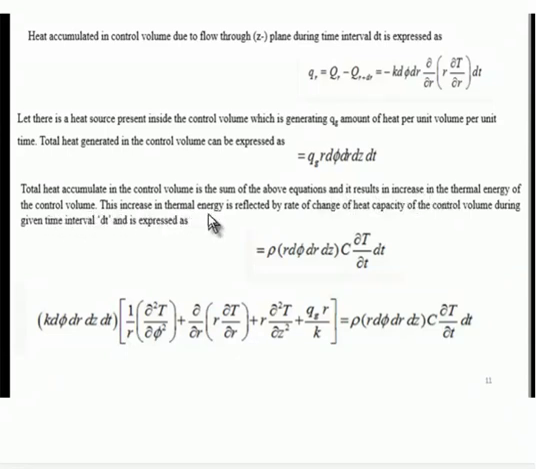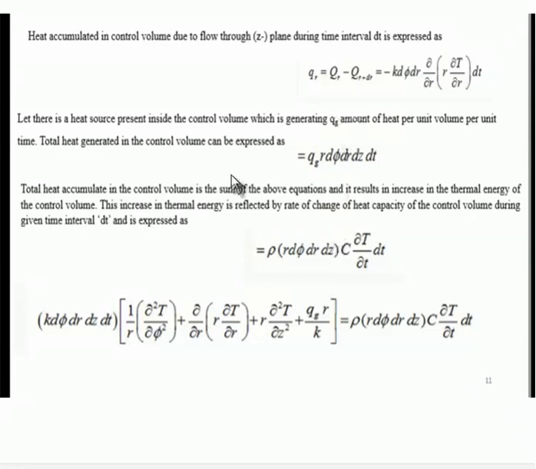This increase in thermal energy is reflected by the rate of change of heat capacity of the control volume during the given time interval dt. It is expressed as density times volume, times specific heat, times the rate of change of temperature. The rate of change of temperature will give us the total heat energy stored in the volume, that is, density into volume into specific heat into the temperature rise with respect to time. So that will give us the third term.